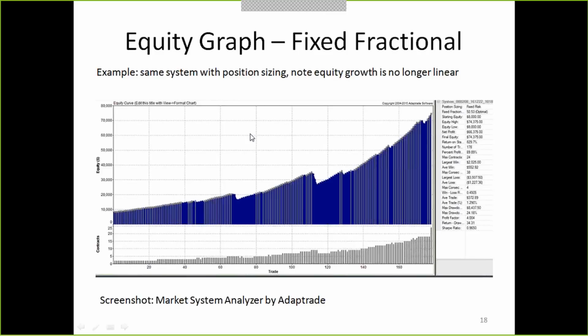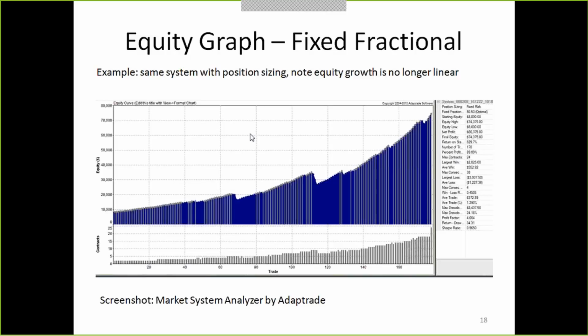Okay, and so this is a screenshot from MSA where we've put fixed fractional to work. So again, we're starting with $8,000, and we're building up the number of contracts that we trade. It looks like we're starting with, I believe, 2, and we build all the way up to 24 contracts. And so what the system is doing here is it's actually trading more contracts as our equity grows.